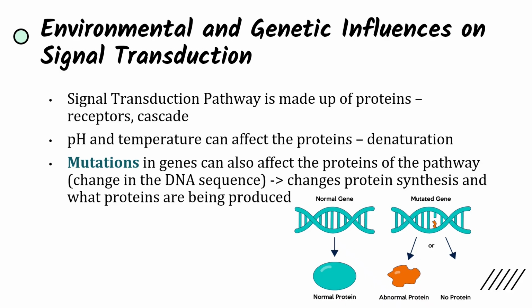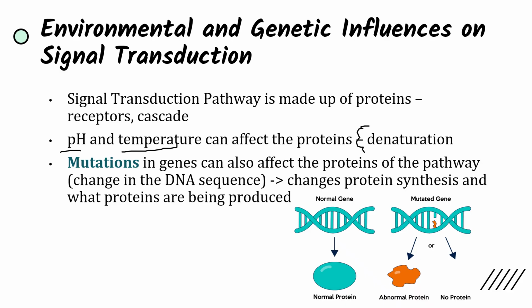The signal transduction is made up of proteins. The receptors are proteins. A lot of the cascade molecules are proteins, such as the phosphorylation cascade kinases. Those are enzymes. Those are proteins. And so they follow the properties of protein structure. And so pH and temperature can affect these proteins.